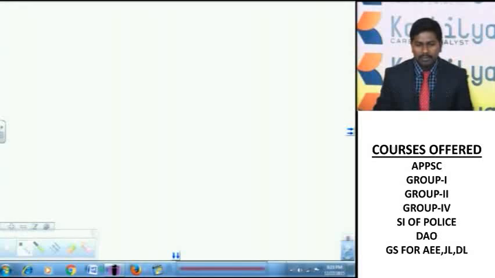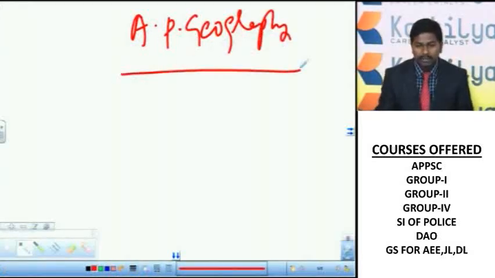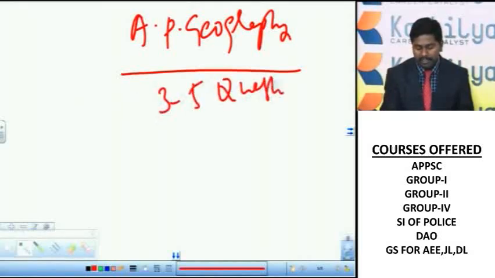Friends, in this class I am going to discuss AP Geography, Andhra Pradesh Geography. According to the present syllabus of APPSC, we have AP Geography in Group 1, Group 2 and other exams conducted by APPSC. And as per the previous year's question papers, there were around 3 to 5 questions from AP Geography.